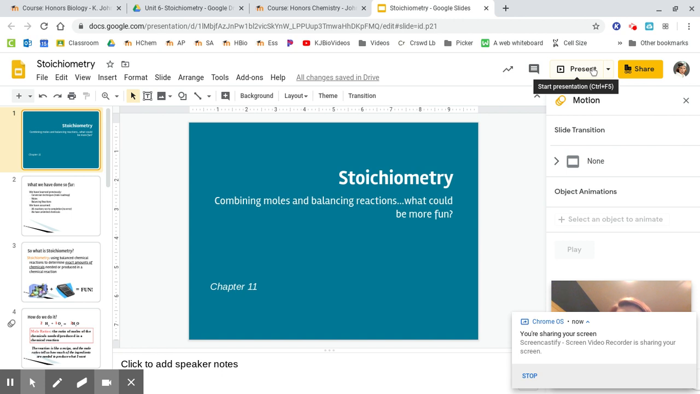We are starting a new unit in chemistry. Woo, we love chemistry. And the unit is called Stoichiometry. And it is a pet peeve of mine when people pronounce it incorrectly.